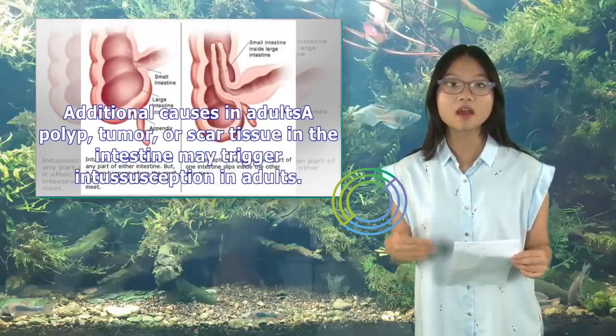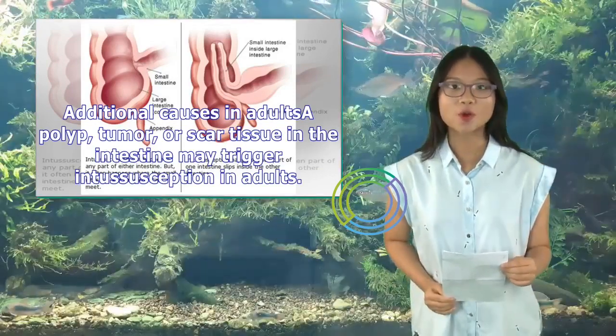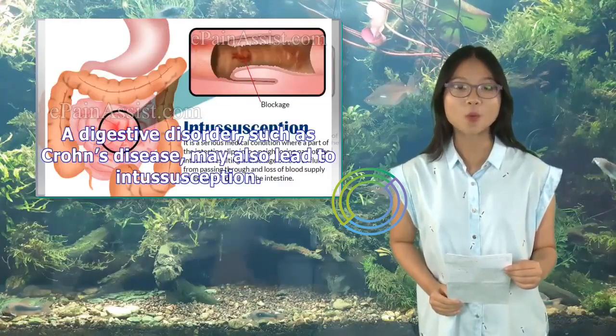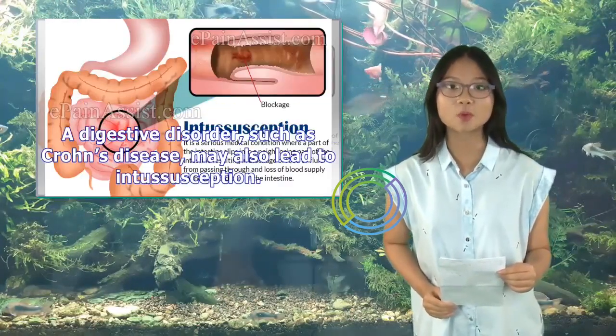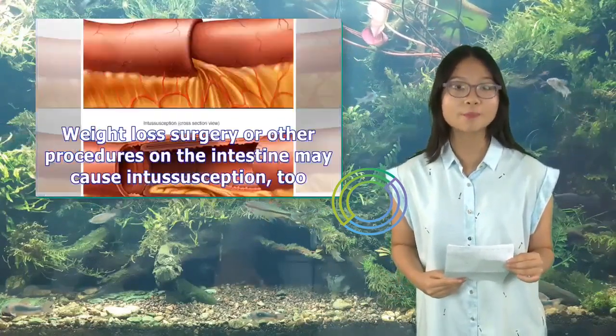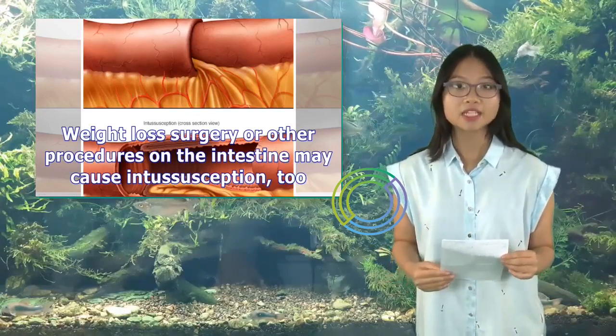Additional causes in adults. A polyp, tumor, or scar tissue in the intestine may trigger intussusception in adults. A digestive disorder, such as Crohn's disease, may also lead to intussusception. Weight loss surgery or other procedures on the intestine may cause intussusception, too.